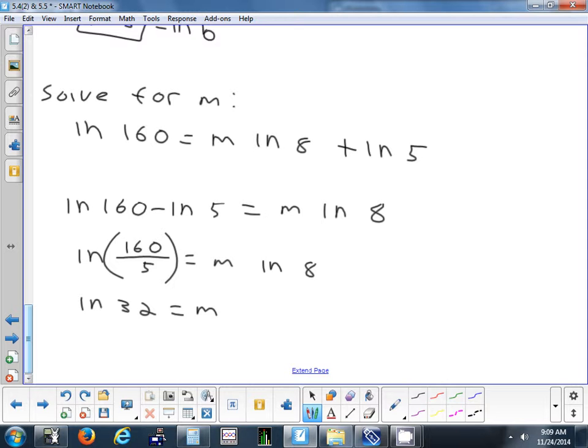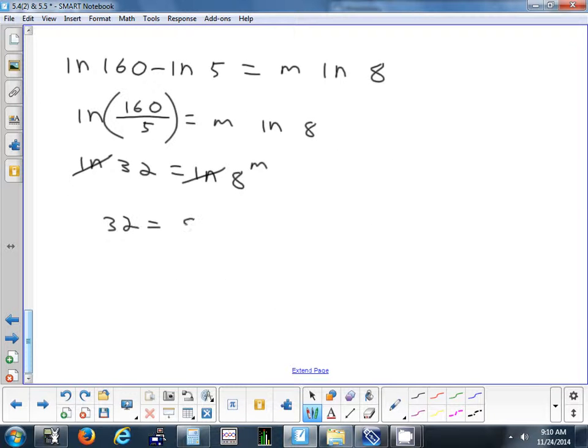And I want to do one other thing on the right-hand side. I have an m now in front of a natural log. What are you allowed to do with that m? Yeah? Put it as the power to the 8. Yep. And now when you have a natural log on each side like that, you can cancel it out. Now we get 32 equals 8 to the m.